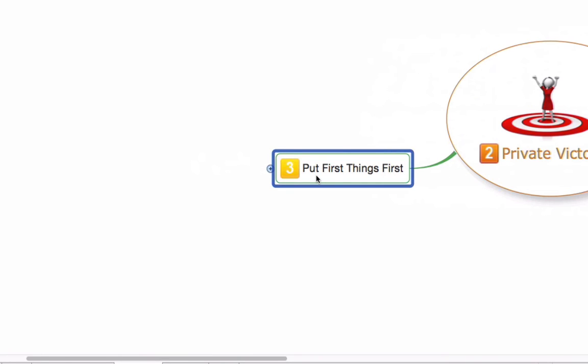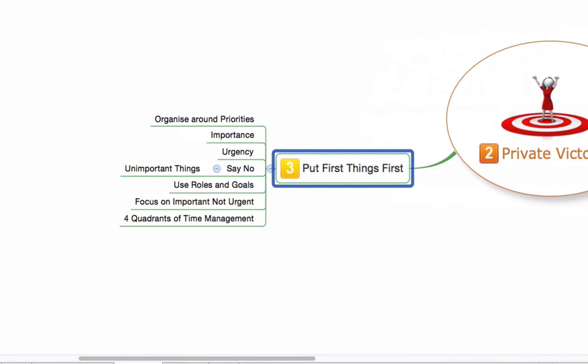The third habit is often classified under the time management banner in most self-help and business books. He says it's not so much about managing your time, but about managing yourself and organizing around priorities. And the priorities, he says, are determined by two things: importance and urgency. You must learn to say no to unimportant things. So if you say no to unimportant things, you will only be focusing on important things. Now, these important things can either be important or it can be urgent. It can be important and not urgent as well.